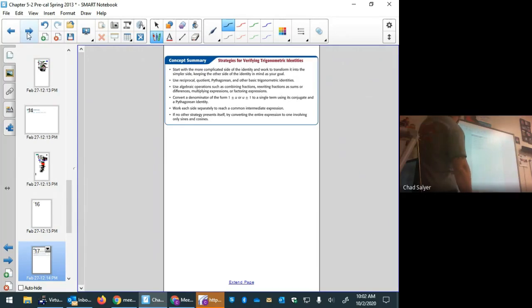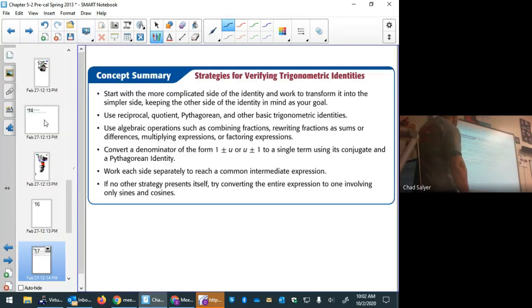All right, going on to the example. Well, let's talk about this first. This is actually a worthwhile strategy guide for these. Start with the more complicated side as a general guideline. These are guidelines, not rules, so there will always be exceptions. Reciprocal, quotient, Pythagorean, and other basic trig identities. You remember I attached the list of those to the 5-part 1 assignment. Use algebraic operations such as combining fractions, rewriting fractions as sums or differences, multiplying expressions, or factoring expressions.